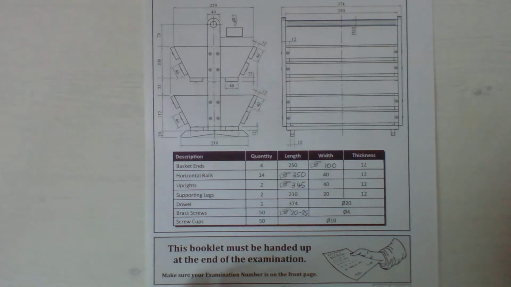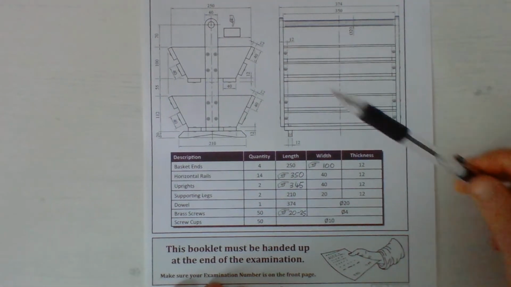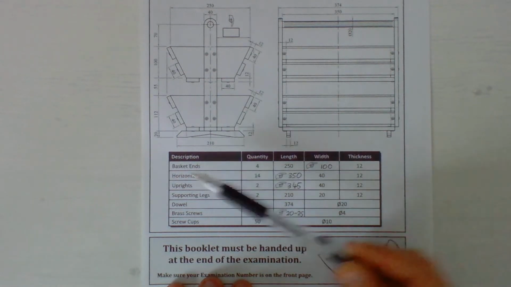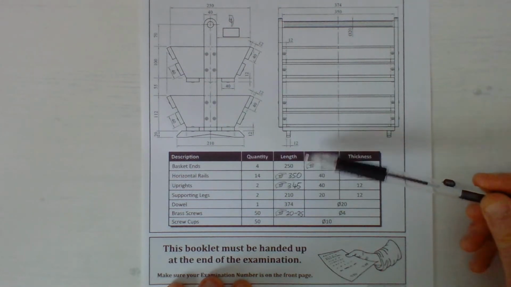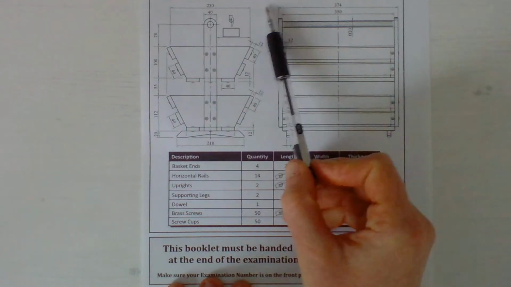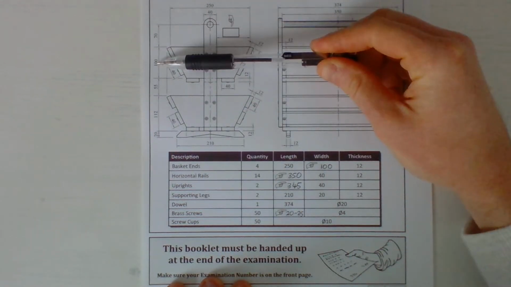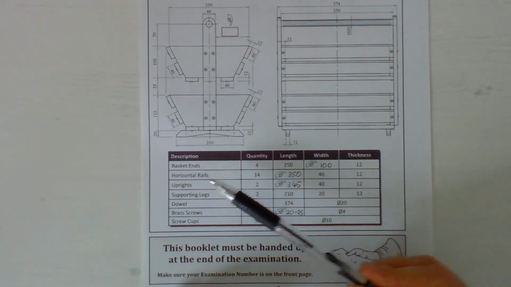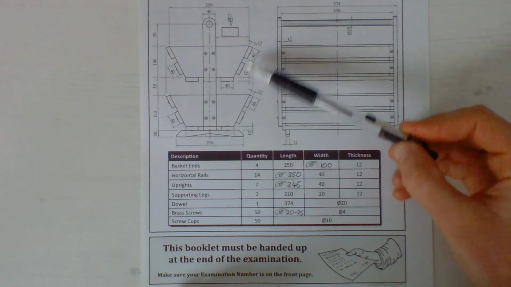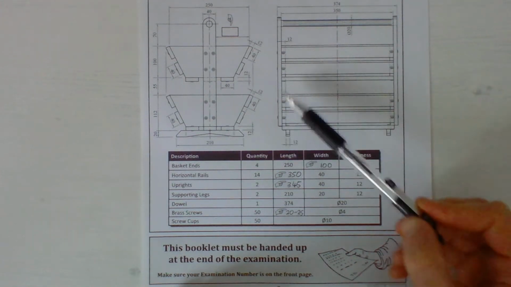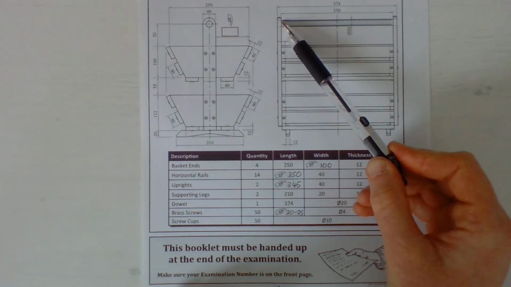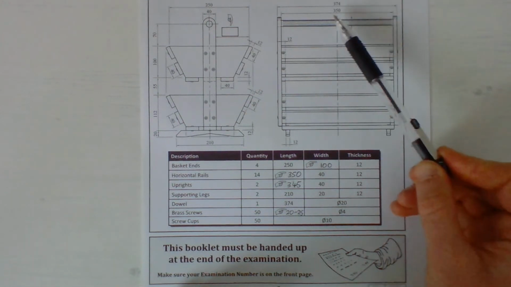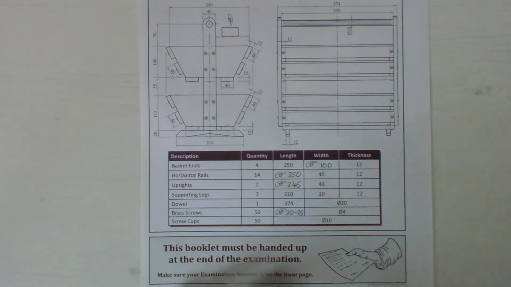Next questions here. This is where you mark in the missing dimensions. The basket ends. So the width is 250, and the height here is 100, and the thickness is 12. The next one is horizontal rails, which is these guys here. So the horizontal rails are what length? Their length from inside to inside. So 350 by 40 by 12.